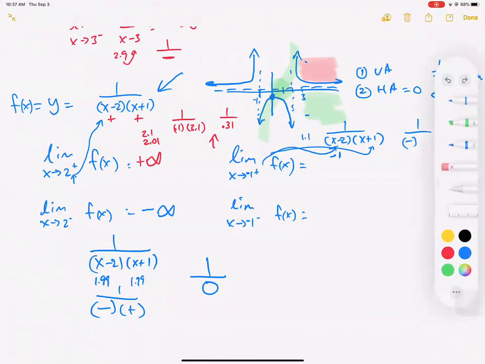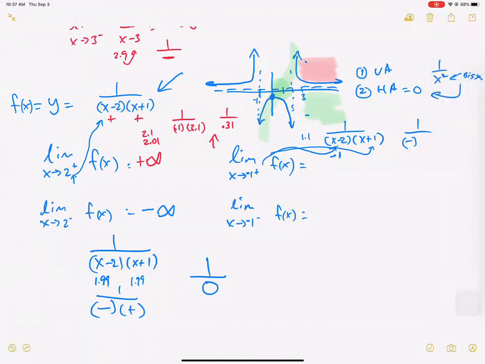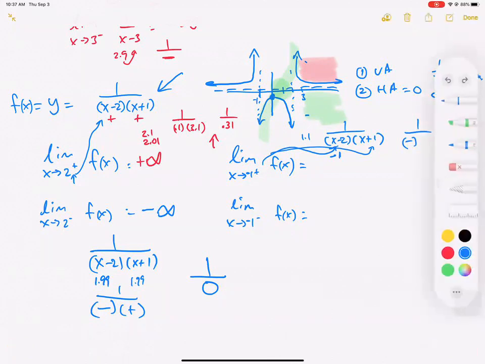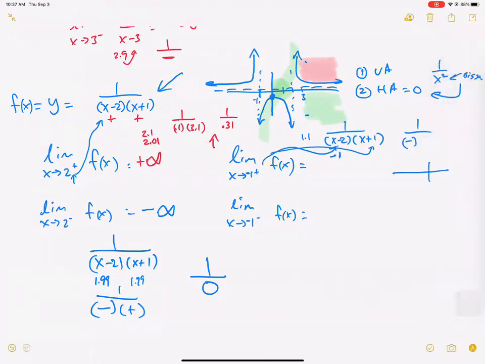I'll plug in a number on the right of, just to show you guys a number line, in case you guys can't visualize it. Here's my number line. Here is 0. Here is negative 1. A number on the right side is negative 0.99. A number on the left side will be negative 1.01.